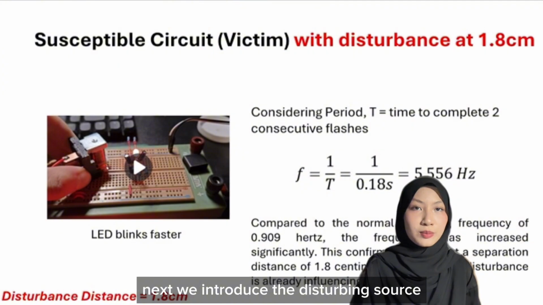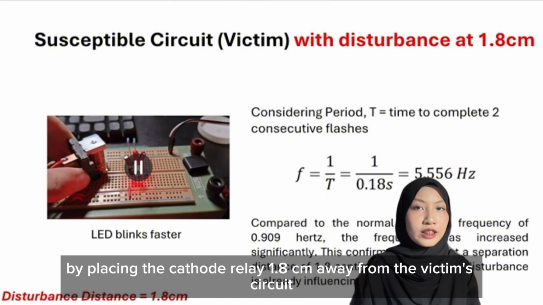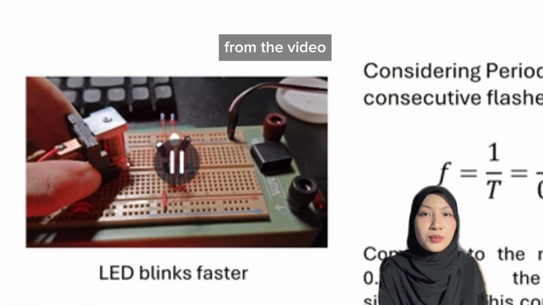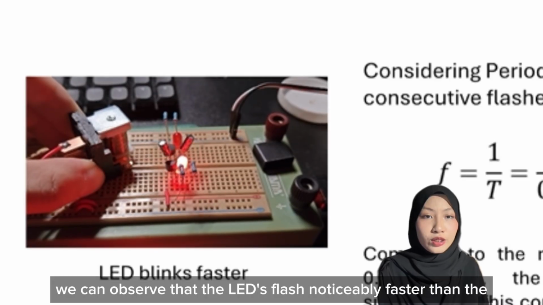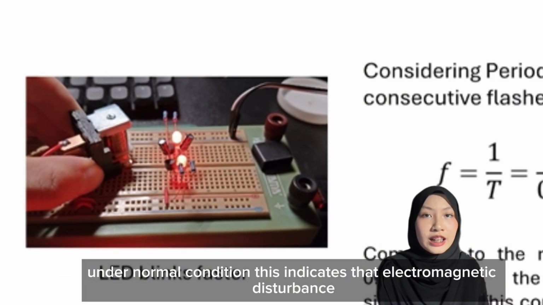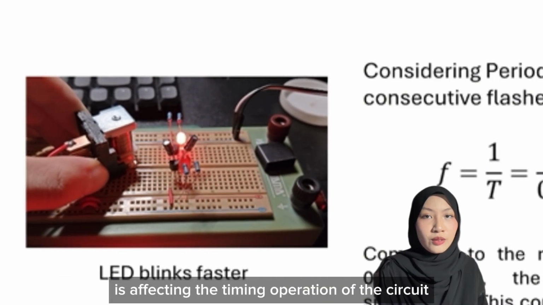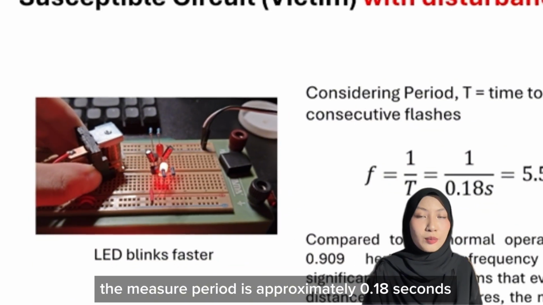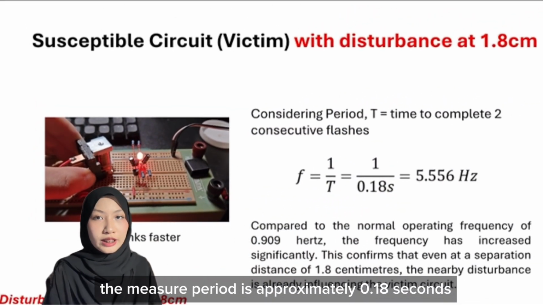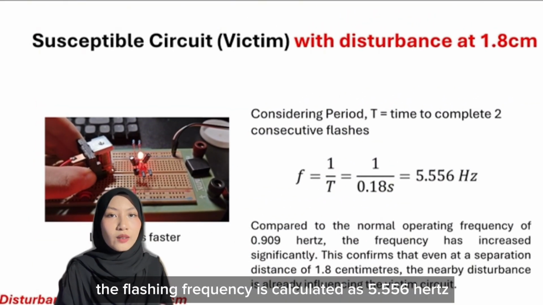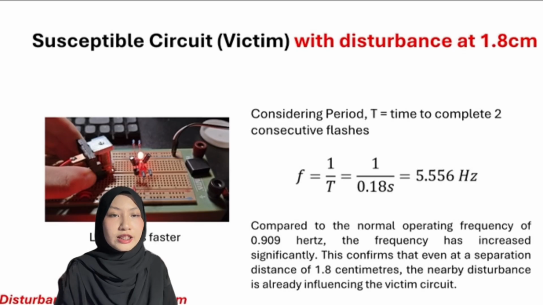Next, we introduce the disturbance source by placing the chattering relay 1.8 centimeters away from the victim circuit. From the video, we can observe that the LEDs flash noticeably faster than under normal conditions. This indicates that electromagnetic disturbance is affecting the timing operation of the circuit. The measured period is approximately 0.18 seconds. The flashing frequency is calculated as 5.556 Hz. The frequency has increased significantly. This confirms that even at a separation distance of 1.8 centimeters, the nearby disturbance is already influencing the victim circuit.